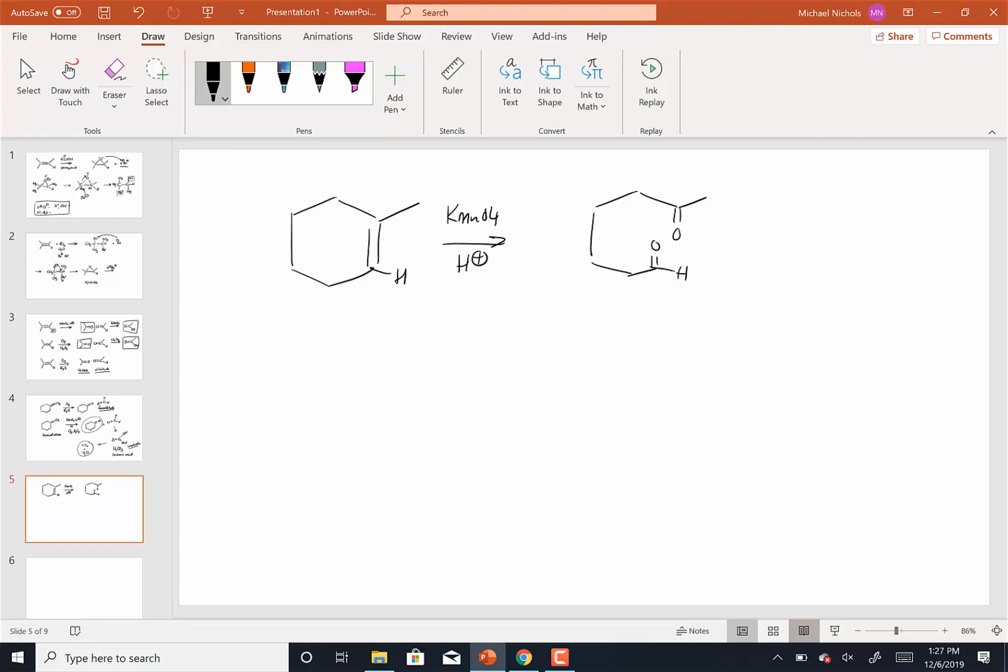Then I would look at this, I see a ketone up here, no problem. I see an aldehyde down here with KMnO4. That means that aldehyde is going to be oxidized into the carboxylic acid, and so this would be the final product: a single molecule with a double bond, a carbonyl, a ketone, and a carboxylic acid. And you can leave it like this.